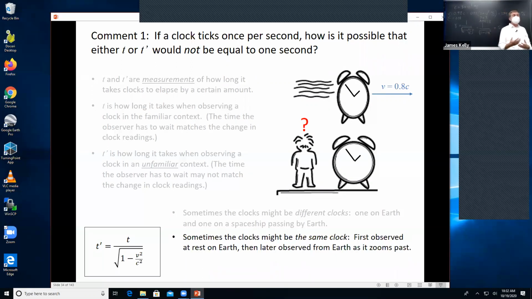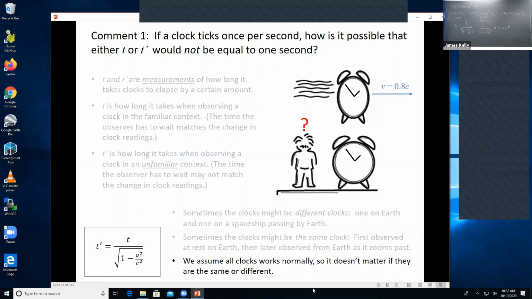And they're all functioning the way any clock should. There's no problem with these clocks. We'll emphasize that again in just a second. Okay, so we're going to assume all clocks work normally, so it doesn't matter if they're the same or different. If they're different, physically different clocks, we'll assume they work exactly the same way.